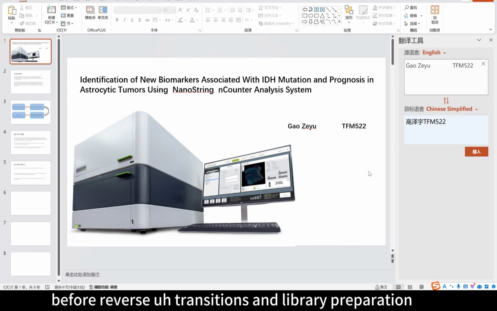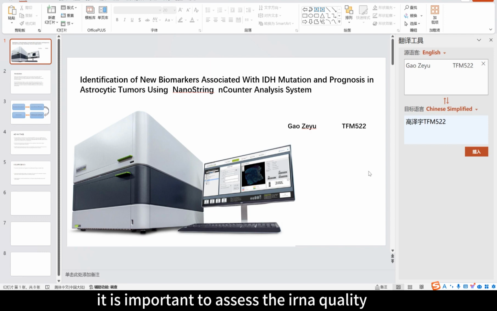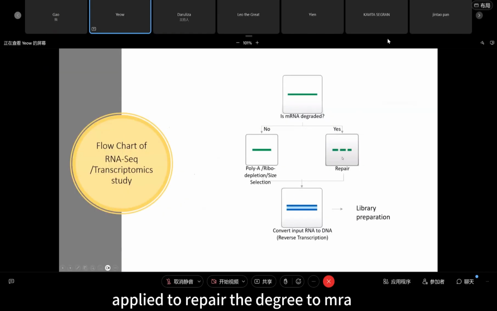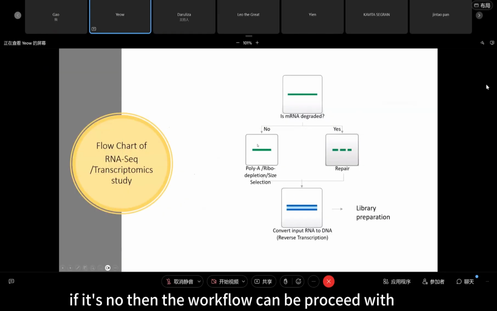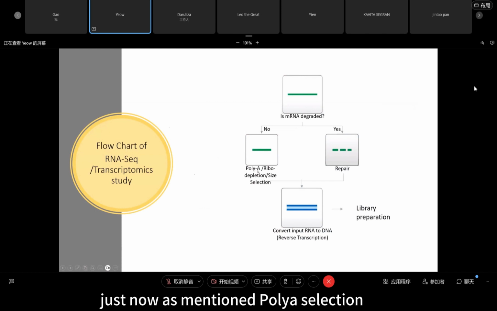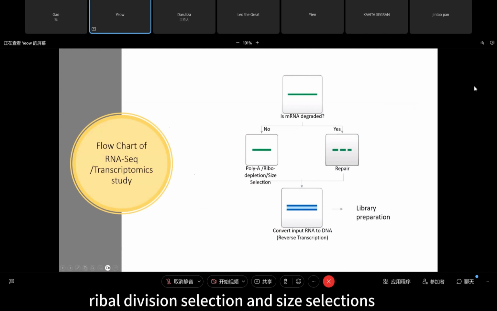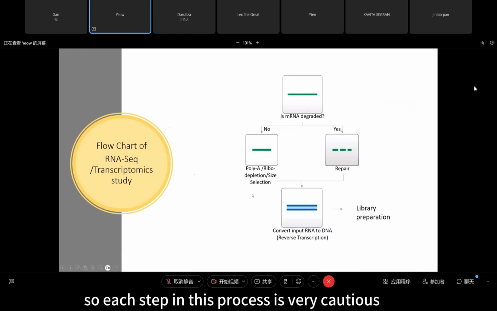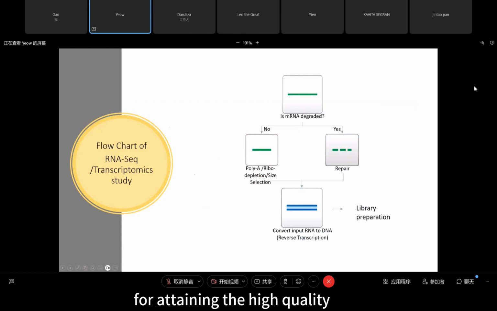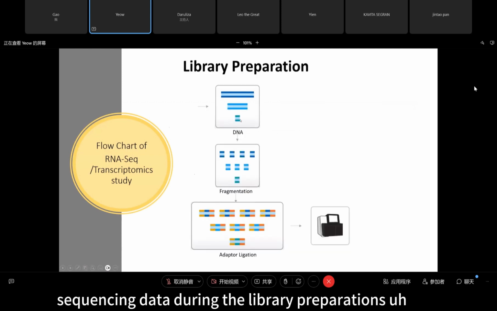Before reverse transcription and the library preparation, it is important to assess the RNA quality, to see if the RNA is degraded. If yes, the RNA is degraded, then a specimen treatment can be applied to repair the degraded mRNA. If no, then the workflow can proceed with, as mentioned, poly-A selection, ribo depletion selection, and size selection. Each step in this process is very crucial for obtaining high quality sequencing data.